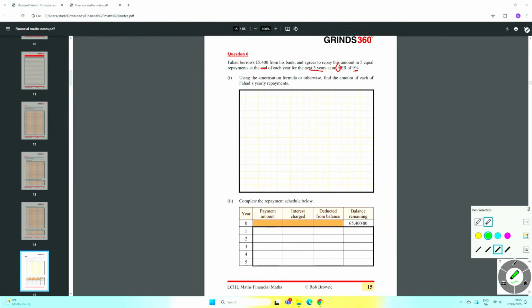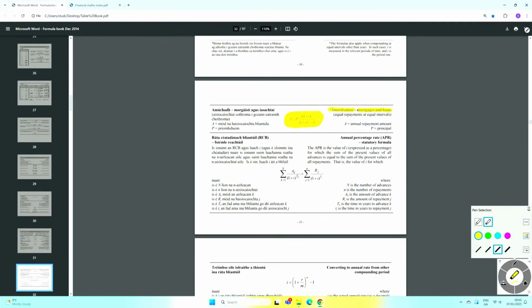Okay? So what the question says here is, using the amortization formula, or otherwise, find the amount of each of Fahad's yearly repayments. So as I said to you already, the amortization formula is that one there. It's the one from the top of page 31 of your formula and tables booklet. It's the amortization formula, top of page 31, right? And that formula looks like this, right?